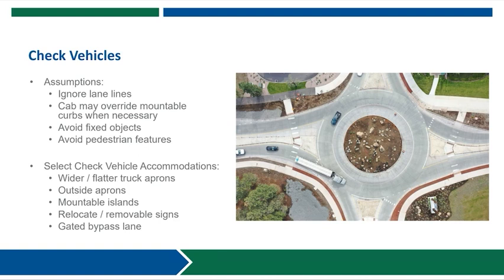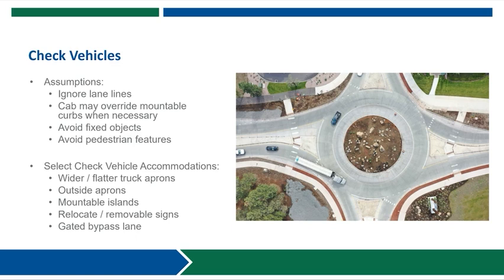As we look at the path that that vehicle takes, there may be areas where additional accommodations are necessary in order to avoid those check vehicles from tearing up landscaping or curb lines or other elements of the roundabout. And so those additional accommodations may include some wider spots along the central island truck apron. It could include a flatter truck apron profile for longer lowboys to get through from a vertical design perspective. It could be outside aprons along the entries, relocating or using sleeves to make signs removable.